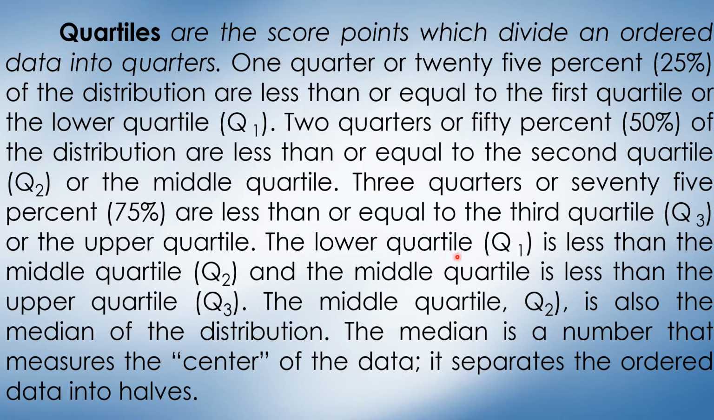The lower quartile, or the first quartile, is less than the middle quartile, or the second quartile, and the middle quartile is less than the upper quartile, or the third quartile. The middle quartile is also the median of the distribution. The median is a number that measures the center of the data. It separates the ordered data into halves.